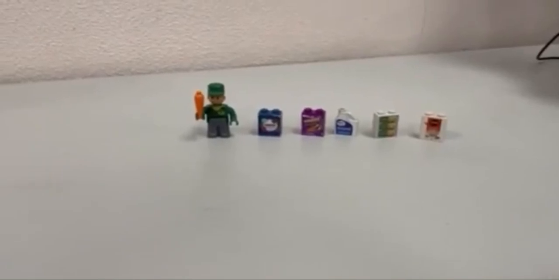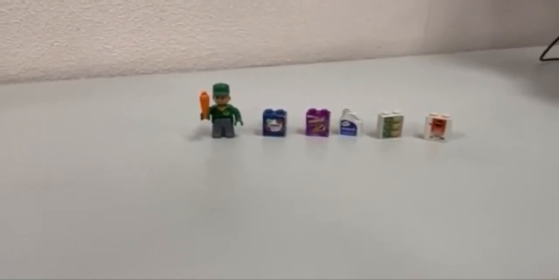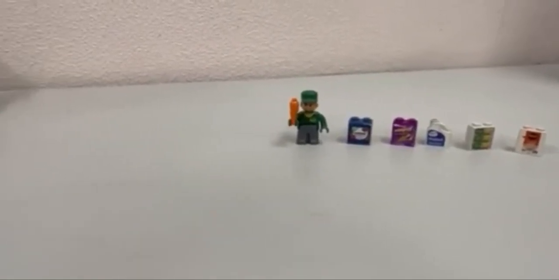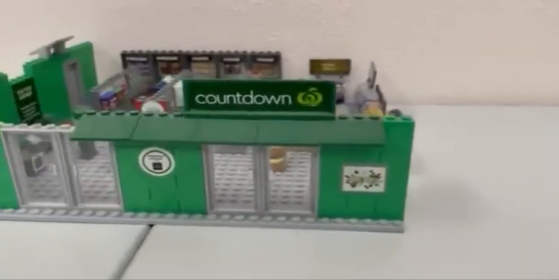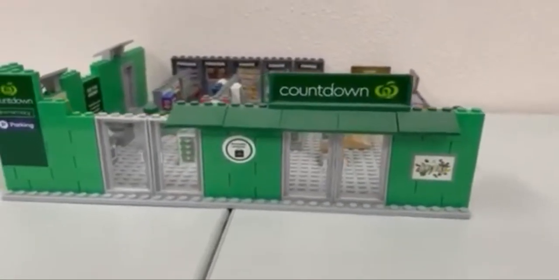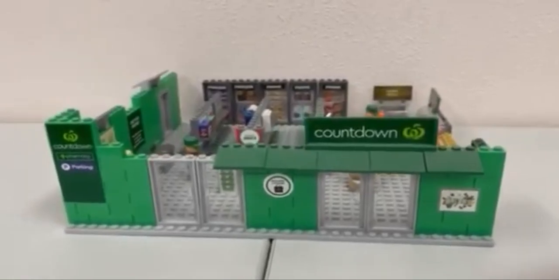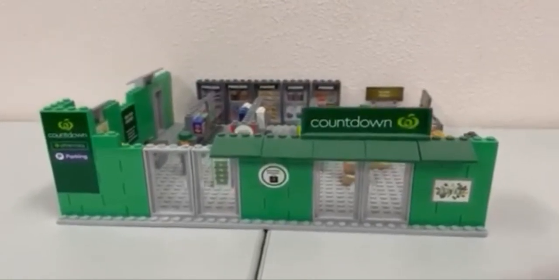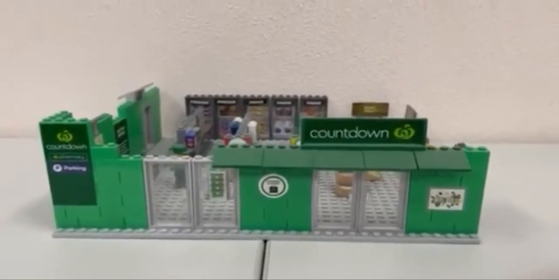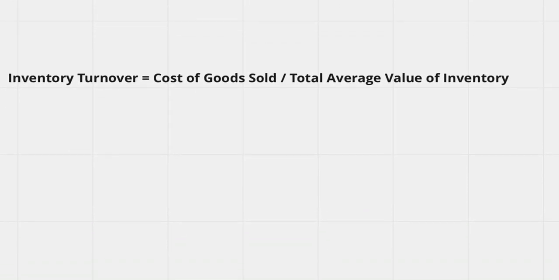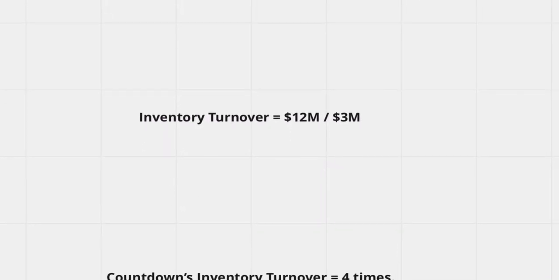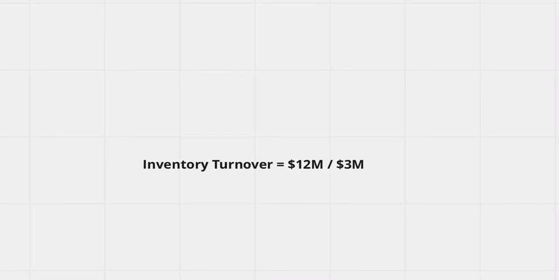To calculate Countdown's inventory turnover, we divide the cost of goods sold by the average value. If the cost of goods sold was $12 million and the average value of inventory held by Countdown was $3 million, then the turnover rate would be 4. A turnover rate of 4 means that throughout the year, on average, Countdown's inventory will be replaced 4 times or more. Specifically, Countdown turns over their inventory every 3 months.